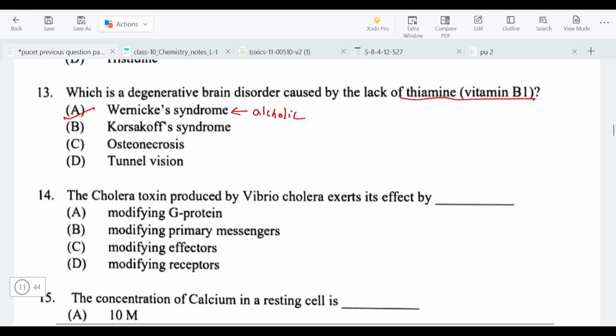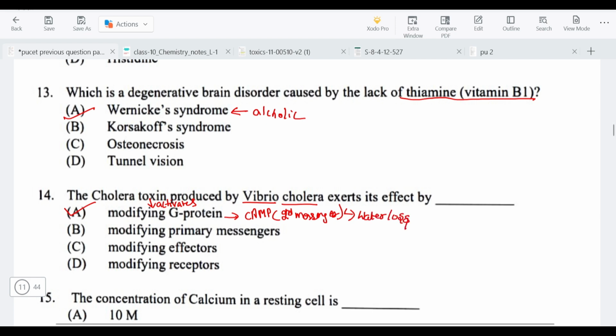Next question, the cholera toxin produced by Vibrio cholerae exerts its effect on. The answer is modifying G protein. Important. This cholera toxin, what does this do? It activates G protein for the production of cAMP, a second messenger, which leads to water loss, right?